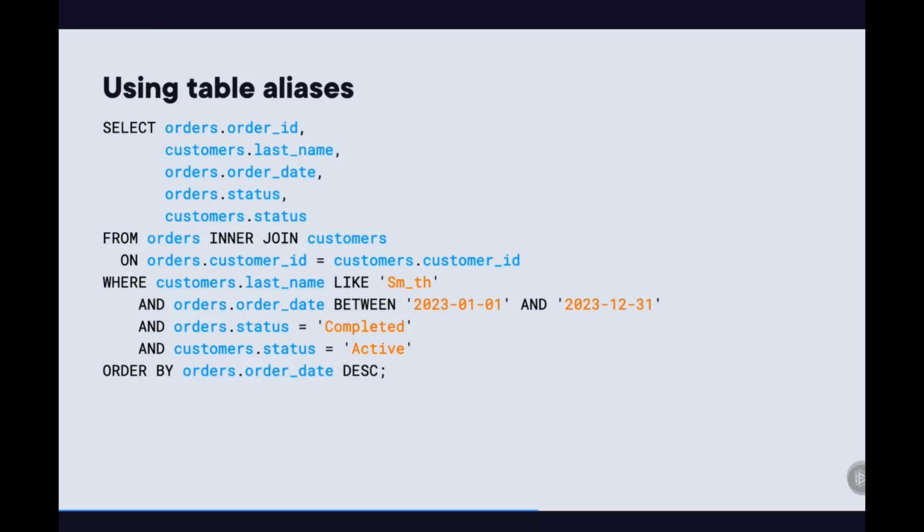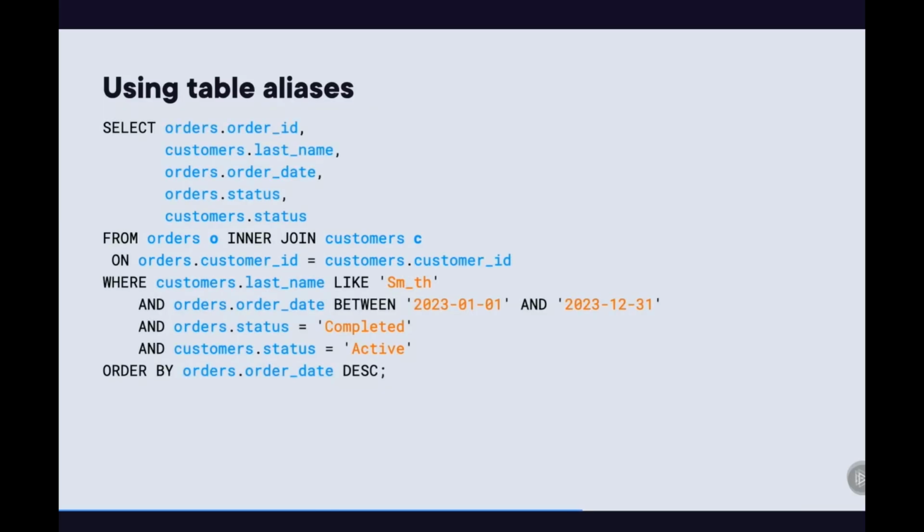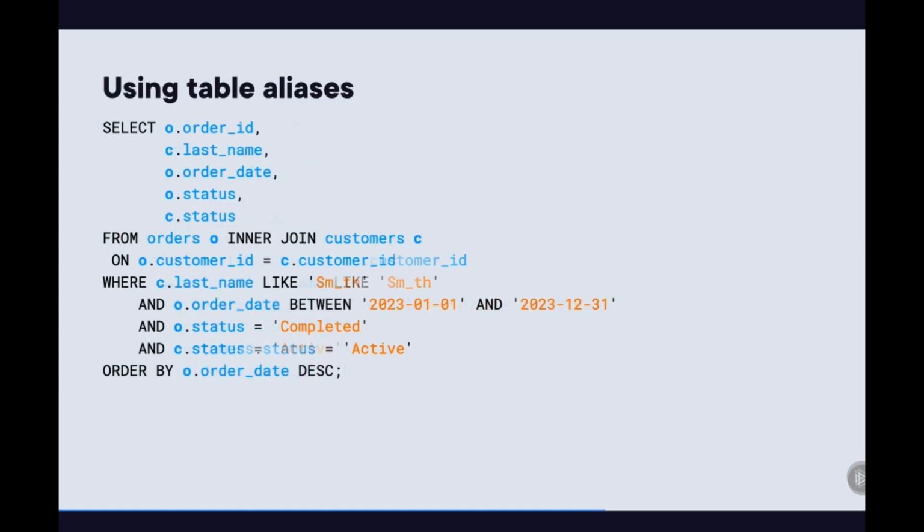Now, it's very common to just use a single letter for each table. So we have the customers and orders table. I'll just use C and O. So after each table, a space and then that letter. From orders, space O, inner join customers, space C. Now, wherever else I was using the full name of this table, I could just replace that with that letter.